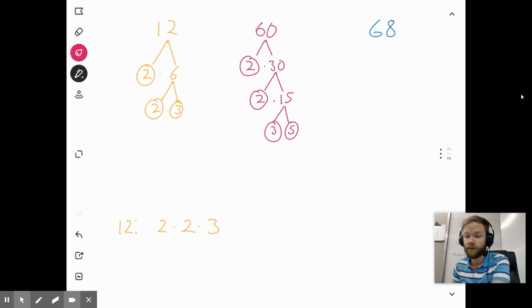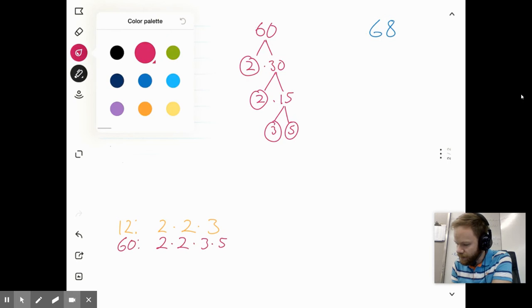So if you really need to review prime numbers, I would definitely recommend getting online and watching some videos about what prime numbers are and explain that, okay? Because if that's confusing to you, this is going to be a really hard process. So we've got our numbers for 60. 60's prime factors are 2 times 2 times 3 times 5.